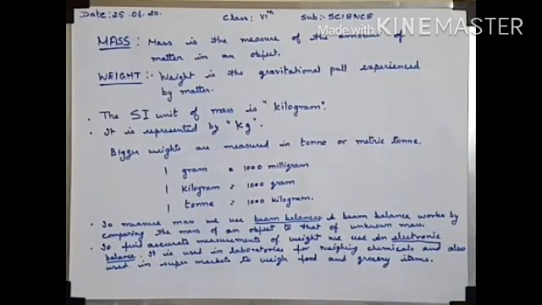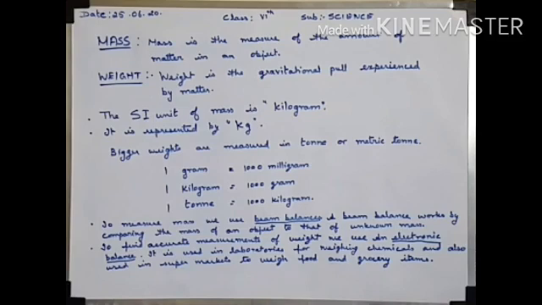Next, we are going to learn what is mass. Mass is the measure of the amount of matter in an object. Now, what is called mass? Mass is the measure of the amount of matter in an object. What is the SI unit of mass? The SI unit of mass is kilogram.